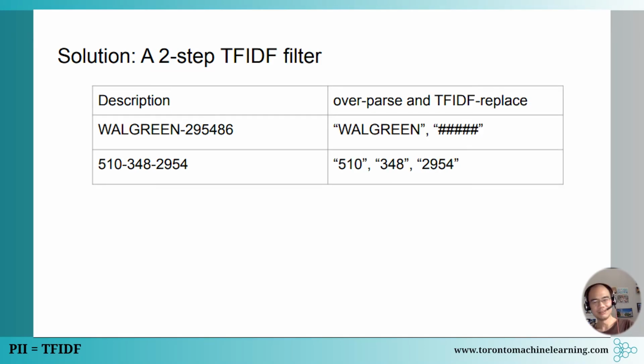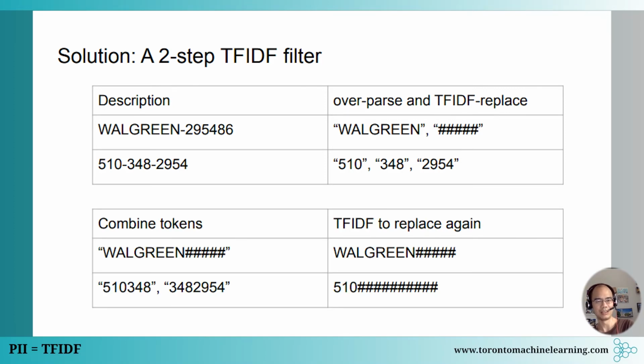The general solution starts in multiple steps. The first step, we overparse, make sure they're all separated. So these are two tokens. And you apply your standard TF-IDF. It's going to recognize this is your membership number and replace that by a generic 5 hashtags. This is a general replacer for any PII. And that's only the first step because after this, while your phone number apparently is still there, that's not good, but that's fine. Let's do the second step.